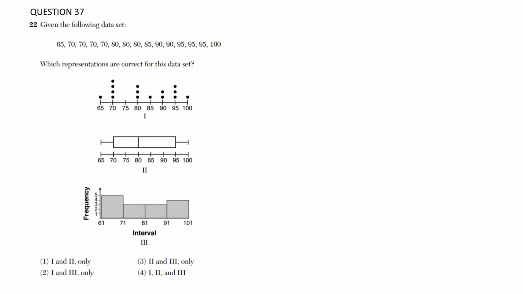So now let's switch gears to the new topic, statistics and probability, which will cover the last 4 problems, number 37 to 40. So given the following data set, which representations are correct for this data set? Here we have a dot plot, a box and whiskers, and we have a histogram.